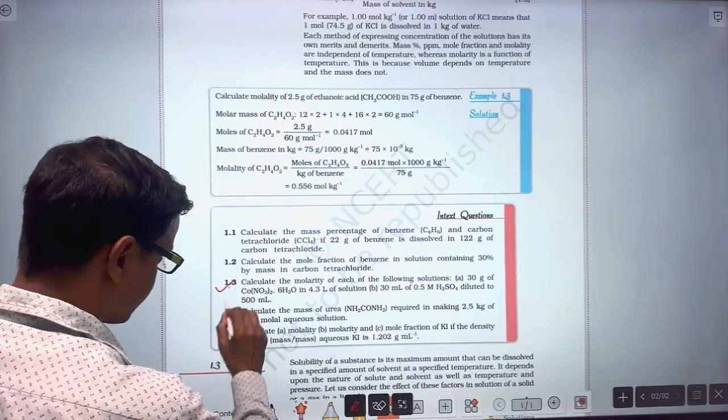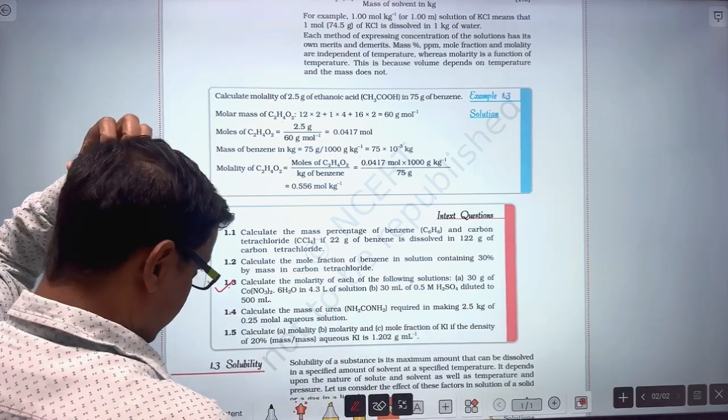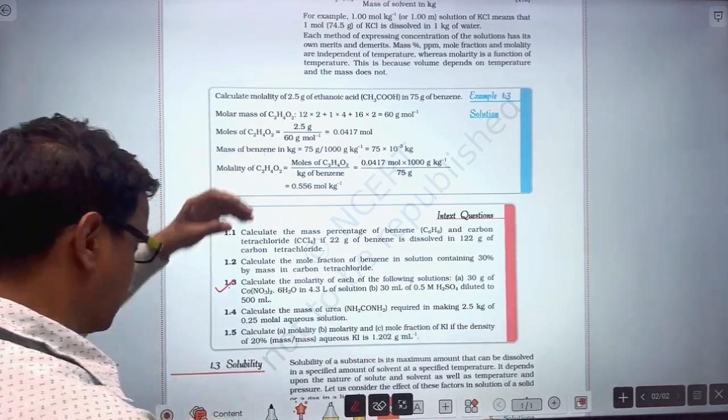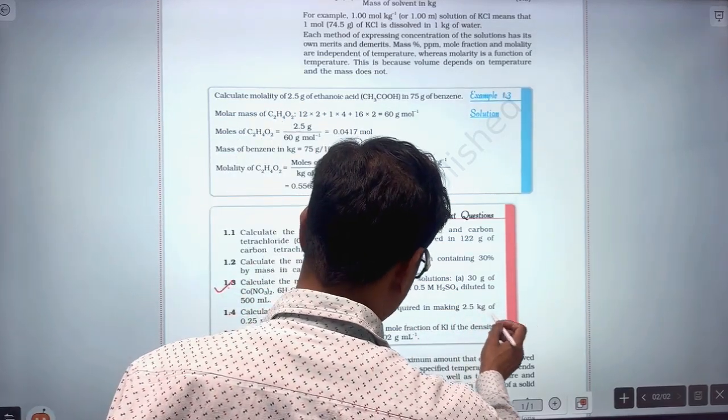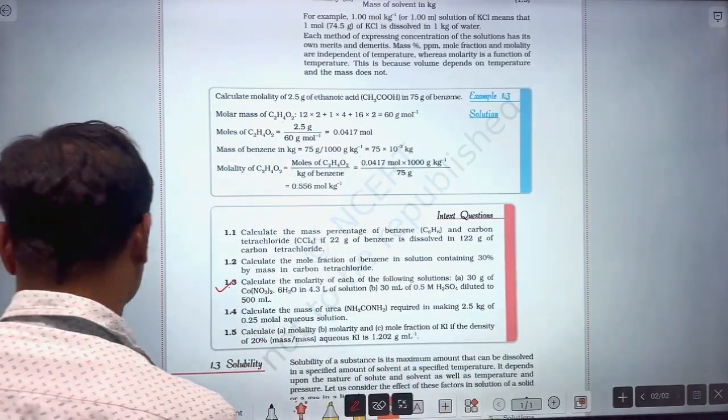Now 1.4. 1.3 is a very simple question. Now let's see 1.4. Calculate the mass of urea required in making 2.5 kg of 0.25 molar aqueous solution. Let's see.